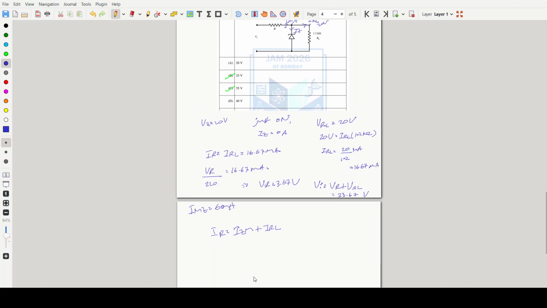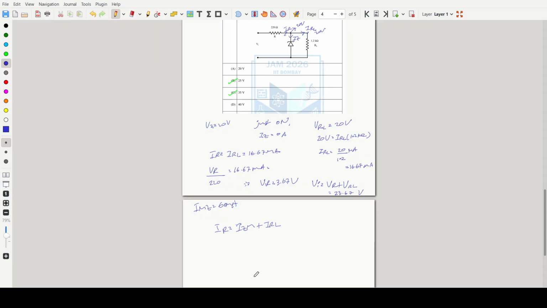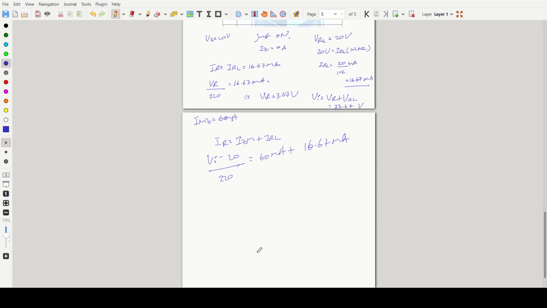Now I'll just use basic Ohm's law and write this as Vi minus 20 by 220 equals 60 milliamps plus, I've already determined IRL here, 16.67 milliamps. So Vi minus 20 equals 76.67 milliamps into 220.